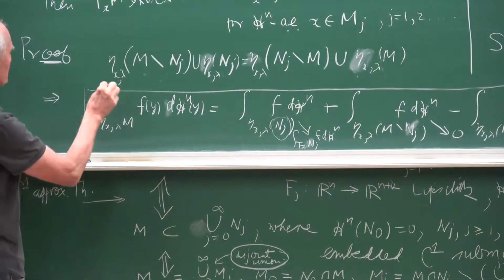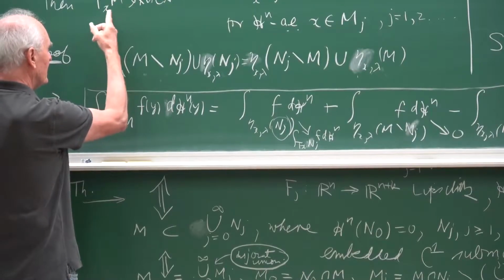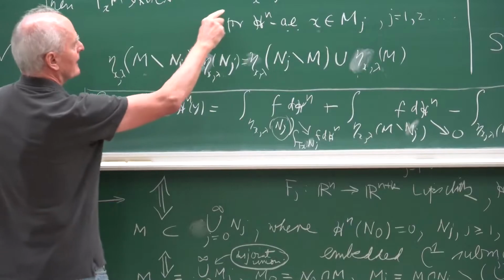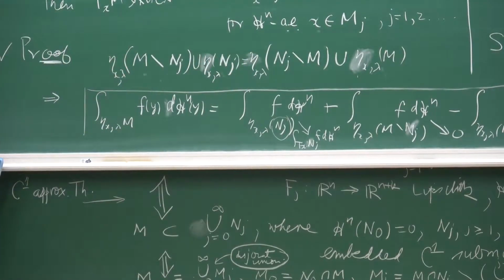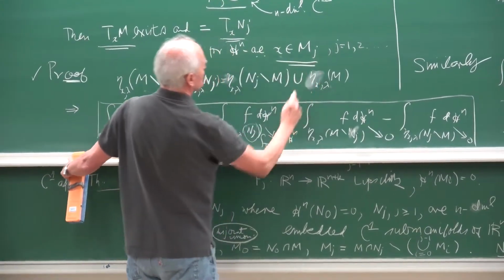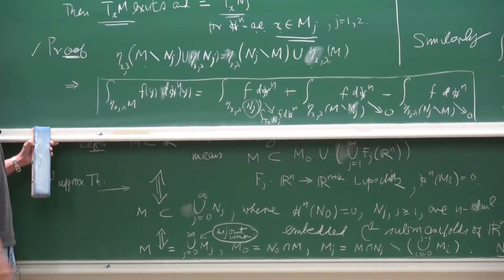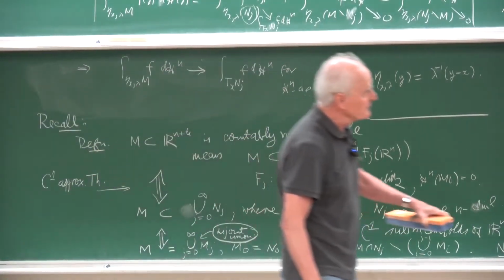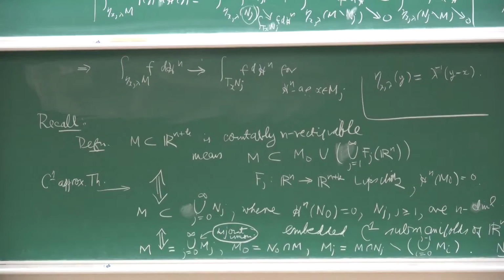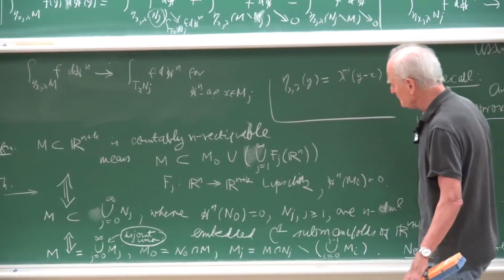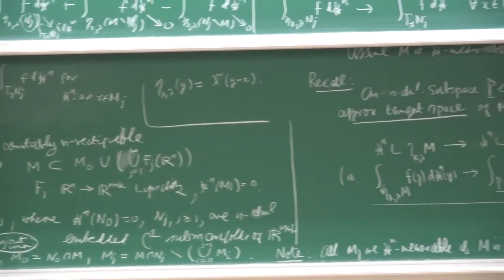By the way, notice there's some subtlety here. This is not a misprint: T_x M, not T_x M_j. T_x M exists for almost every x in M_j, and it's equal to T_x M_j. Okay, so that's important. That's a very important lemma. But now certainly the most important result here is that you can give yet another characterization of countable rectifiability, namely, here.